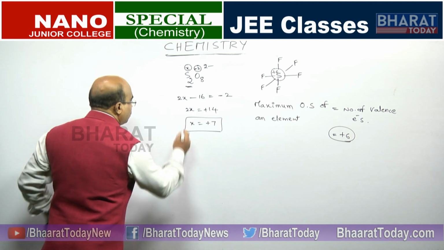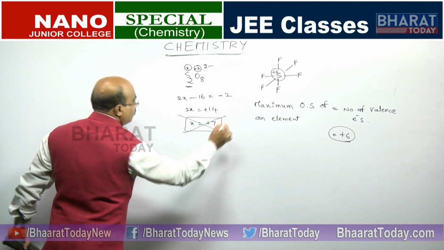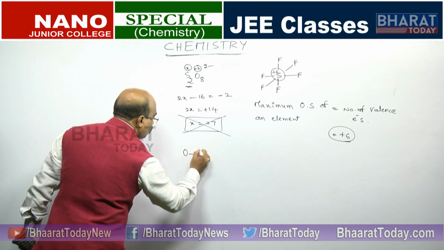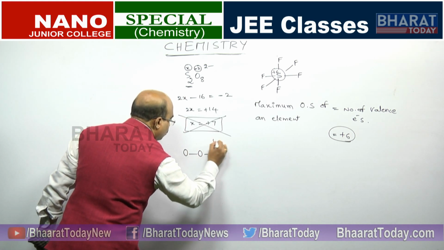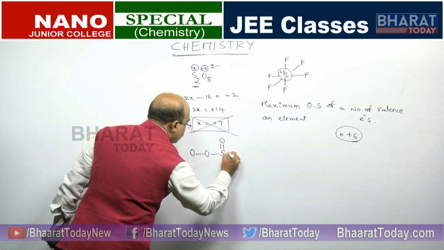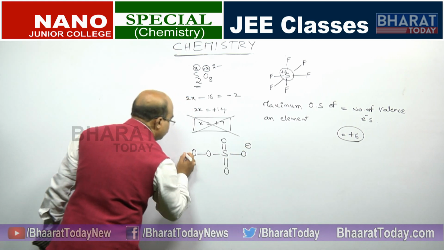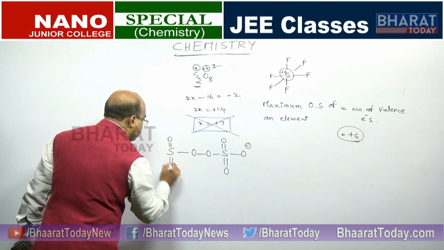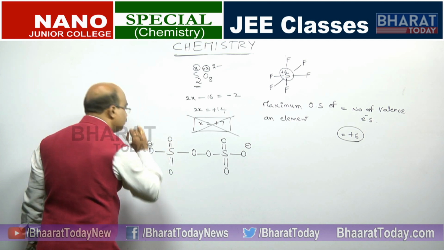So, this cannot be +7. So, what is the structure now? O, S double bond O, O minus, S double bond O, S double bond O, O minus.